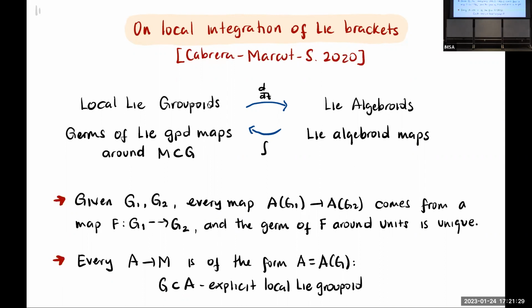Okay, and the locally groupoid morphism is unique around the units and is defined by an ODE, so it's very explicit. Okay, and the second theorem says that any algebroid is integrated by a locally groupoid, and the construction is very explicit. So what I'm going to do now is to show you the ingredients that I use to prove the first integrability result of morphisms.